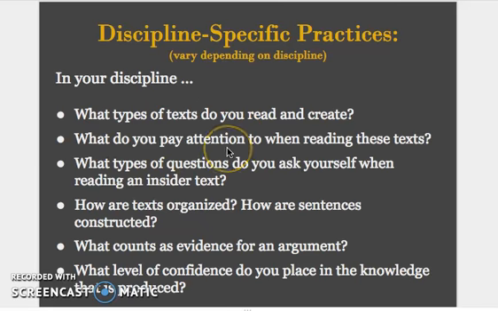What do you pay attention to when you read texts? What you pay attention to as a historian when reading a novel is very different than what an English major or literary analyst pays attention to. What types of questions do you ask yourself when reading an insider text, a text that's inside your discipline? How are the texts organized in your discipline? How are sentences constructed? What counts as evidence for an argument? What is evidence in one discipline, for example science, is not necessarily the same evidence that would count in English. What levels of confidence do you place in the knowledge that is produced within your field?